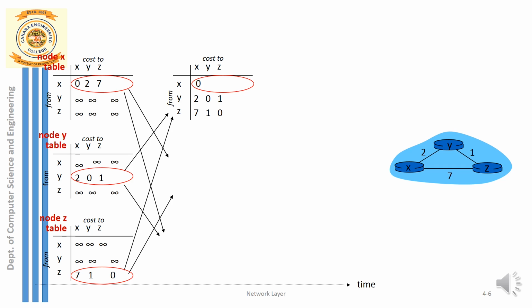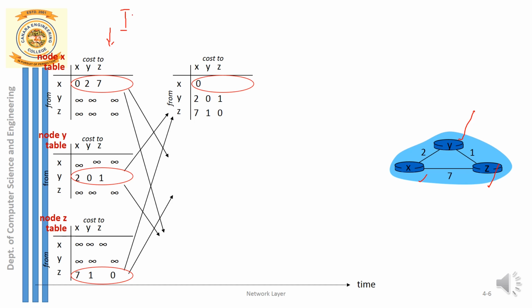You can see here our example of calculating the least cost path using the distance vector algorithm. I have a simple network with 3 nodes. The first node is x, the second node is y, and the last node is z. The cost to reach from x to y is 2, y to z is 1, and x to z the cost is 7. In my example, let me call the first iteration iteration 1.